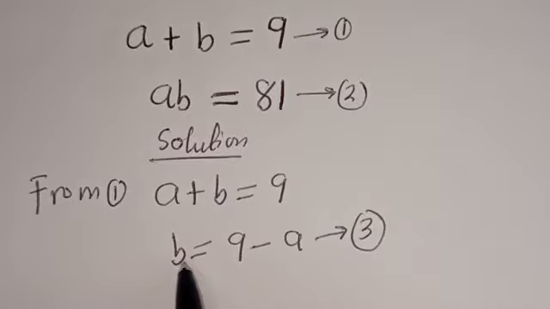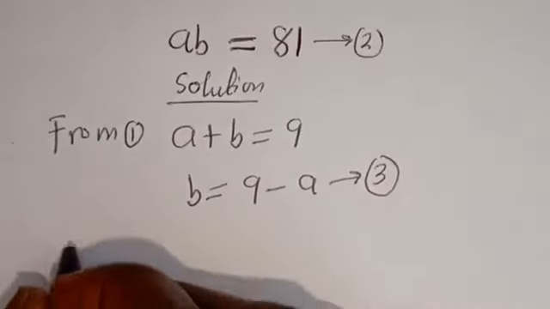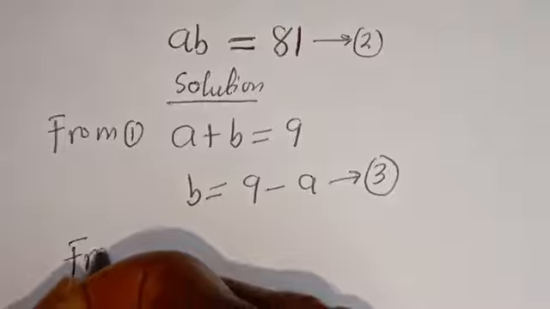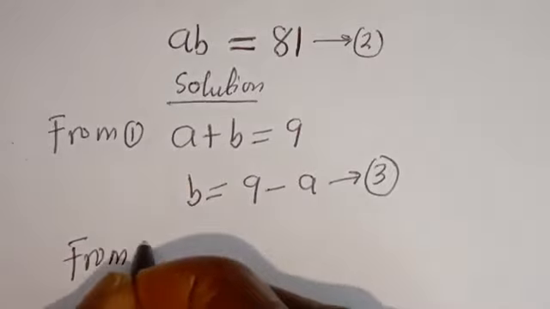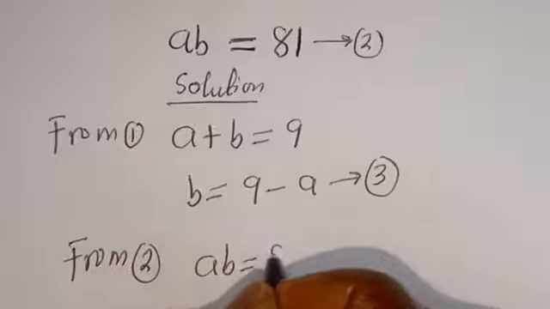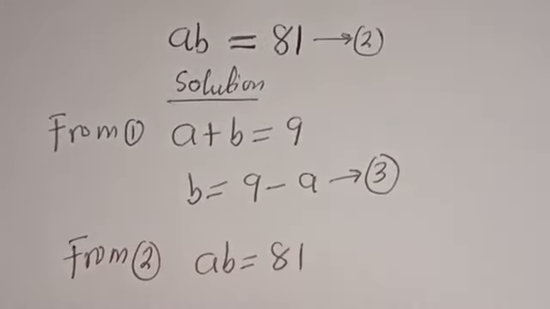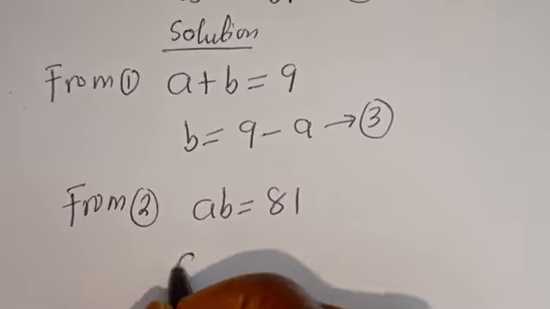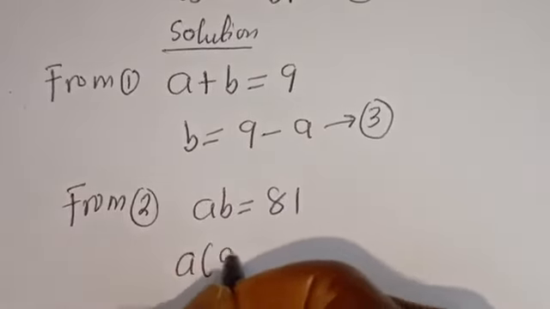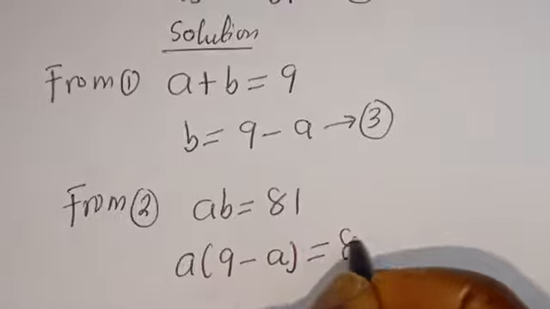Now we can then substitute for b in this equation 2. That is, from 2, ab is equal to 81. When b is equal to 9 minus a, we have a bracket 9 minus a is equal to 81.